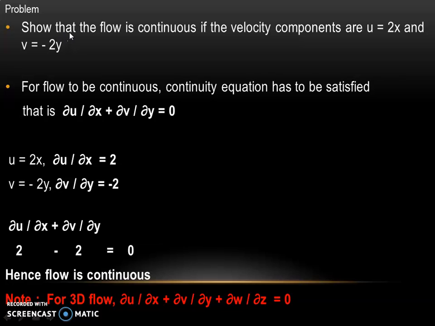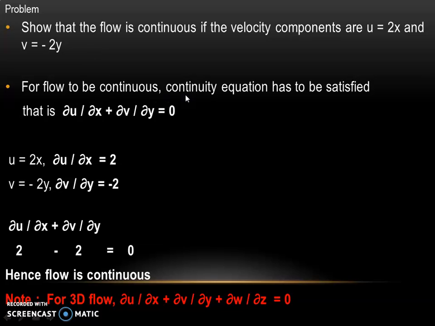In this problem, we need to show whether the flow is continuous or not by knowing the velocity components along x direction, that is u equal to 2x, and the velocity component along y direction, that is v equal to minus 2y. And here the third velocity component, that is w, is equal to 0.